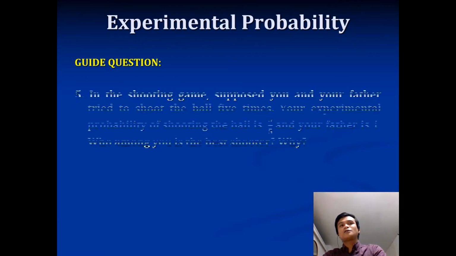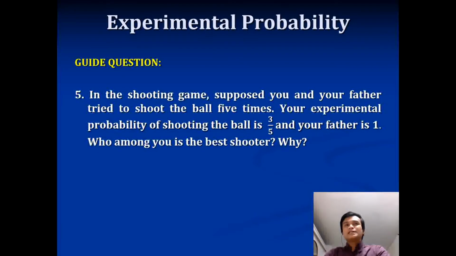So, how about number 5? In a shooting game, suppose you and your father tried to shoot the ball 5 times. Your experimental probability of shooting the ball is 3 over 5, or 3/5, and your father's is 1. Who among you is the best shooter?